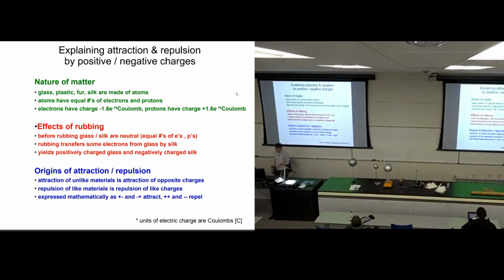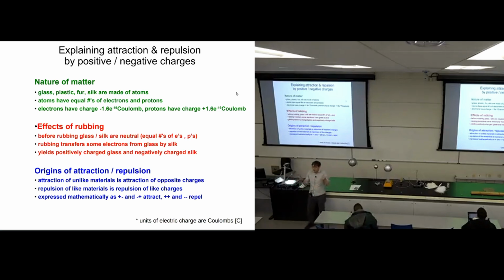Okay, here's the explanation. My explanation here is a list of bullets about what is the nature of matter, what is the effect of rubbing on the glass rod or the plastic rod, and thereby what's the origin of the attraction or the repulsion between the glass and plastic rods. So what's the nature of matter?